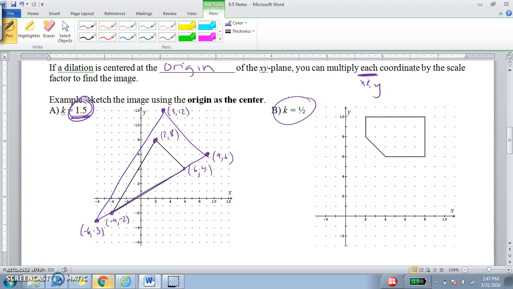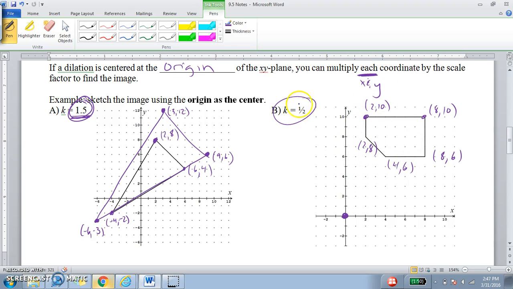This one gives us a scale factor of 1/2, so we know that this shape is going to be smaller and it's going to be closer to our center, which is the origin. So now I go through and I look at all these coordinates. So these coordinates are 2, 10. This is 8, 10. This is 8, 6. This is 4, 6. And this is 2, 8.